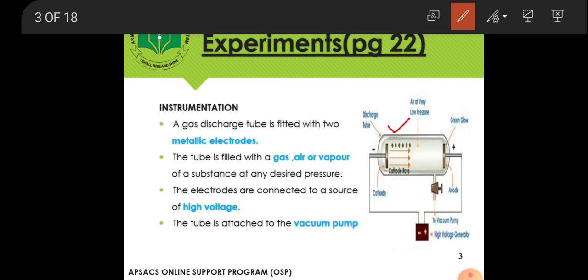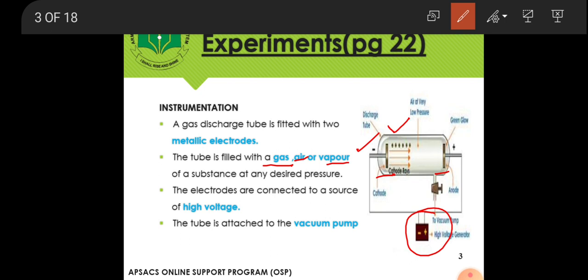Students, let's understand the instrumentation of a discharge tube. This is a gas discharge tube. It is also known as a cathode ray tube or an electric discharge tube. It is made up of glass. Two metallic electrodes, that is cathode and anode, are fitted with this tube. The tube is filled with any gas, air, or vapor of any substance.